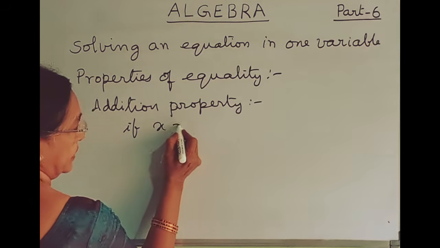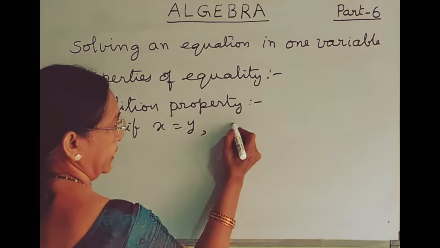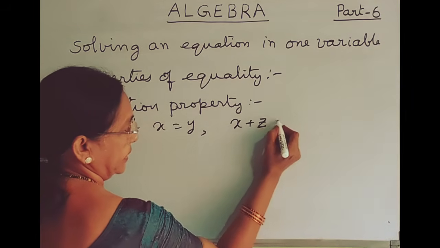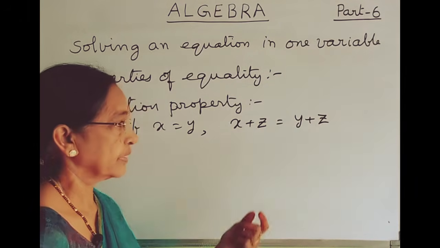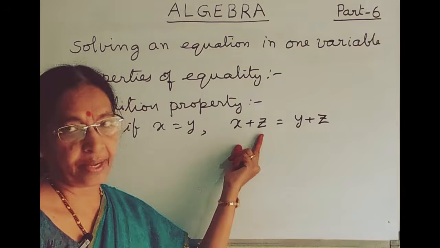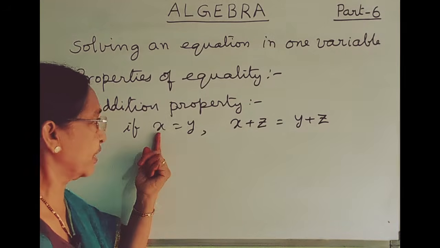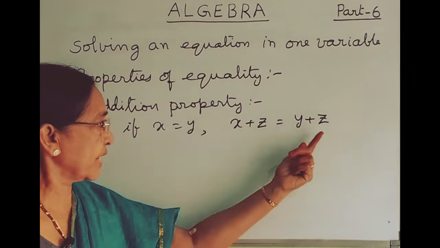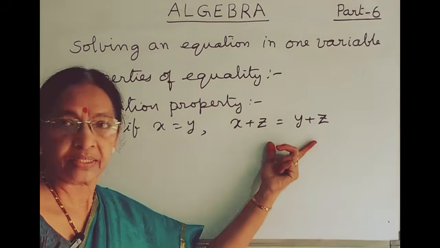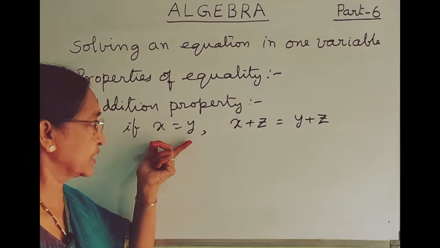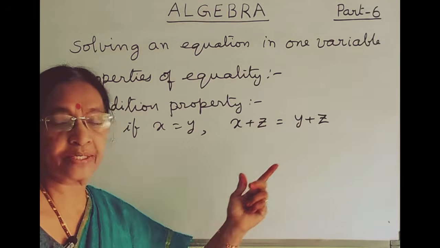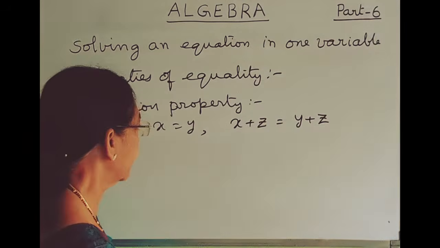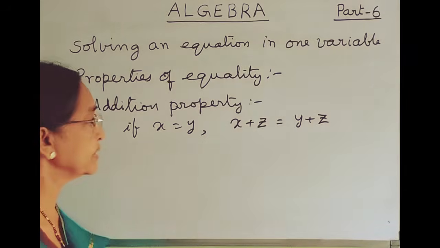If x is equal to y, then x plus z is equal to y plus z. So z is a number. So when z is added to left hand side, x plus z, it is added to right hand side, y plus z. This is also equal. x is equal to y. If the same quantity is added to both sides, it will not be changed. There will not be any change.